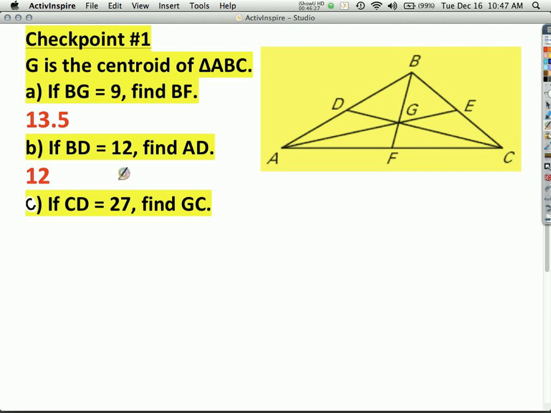I got student number 6 and student number 2 for part C. Student number 6, what'd you get? 18. Correct answer is 18.